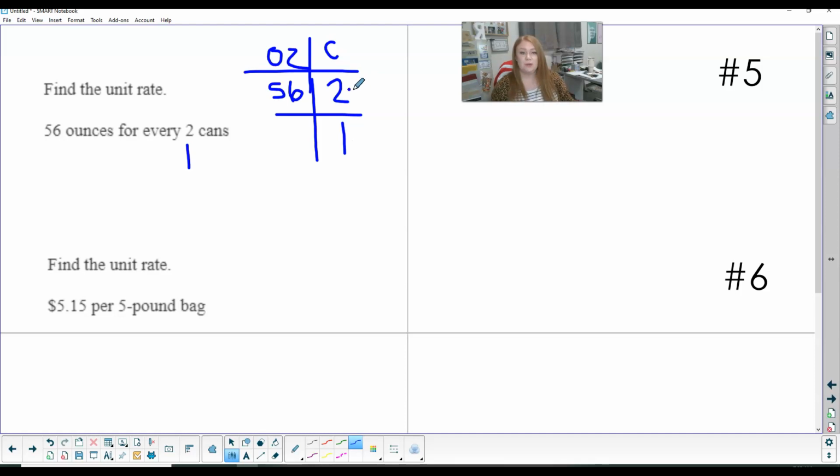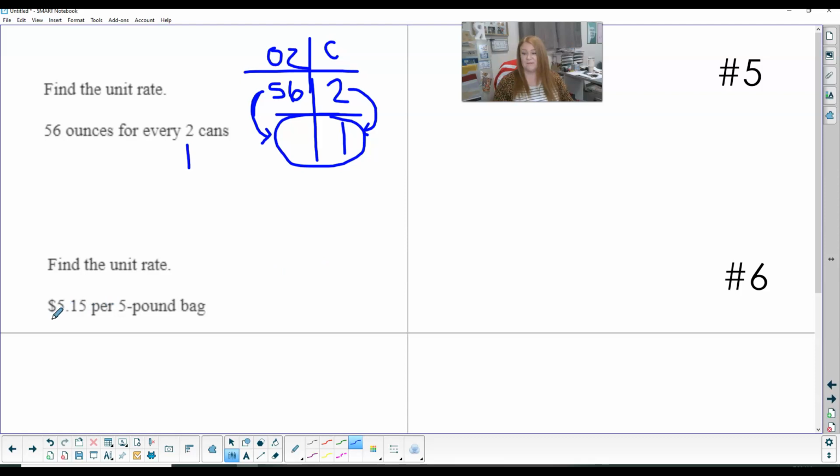So 2, how do I get from 2 to 1? Well, I had to divide. So I'm going to do the same thing here. So I write divide by 2. So I'm going to do the same thing here and divide by 2. And that will tell me how many ounces are in 1 can. So setting up that chart helps me know what I need to do. Keeping it equivalent, we divided by 2, divided by 2. So let's look at number 6 here.